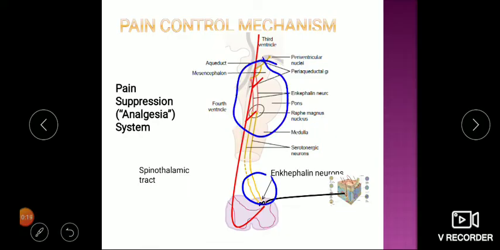Still we are not very clear from where exactly it is arising. Different scientists have discovered different regions, different nuclei. Ultimately what they say, there is a bunch of nuclei present here which get stimulated from the ascending spinothalamic tract. They stimulate serotonergic neurons which will lead to stimulation of interneurons located at the spinal cord. These are the enkephalin neurons. They will lead to presynaptic inhibition, again acting here. So they will modulate the pain receptor here.